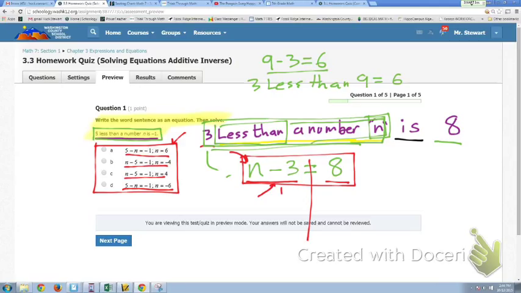So you're going to add 3 to both sides on my example to isolate the variable and get rid of 3. And that leaves n is equal to, what is 8 plus 3? 8, 9, 10, 11. So n must be equal to 11. Okay, so I'm going to move on to question number 2 now.